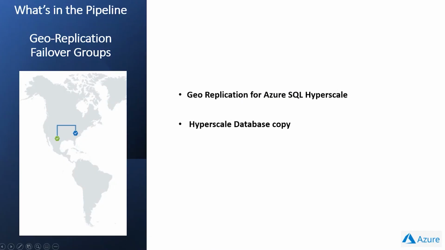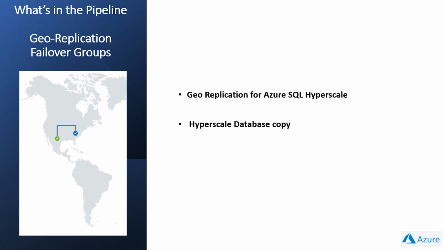Now, what is in the pipeline? What is coming? Well, we have Geo-Replication for Azure SQL Hyperscale. And currently, this is in preview. The Hyperscale service tier in Azure SQL database is a service that supports up to 100 terabytes of data size. That means that you can deploy very, very big databases, or actually very small. You can start very small. Then it's very flexible and elastic with Hyperscale.